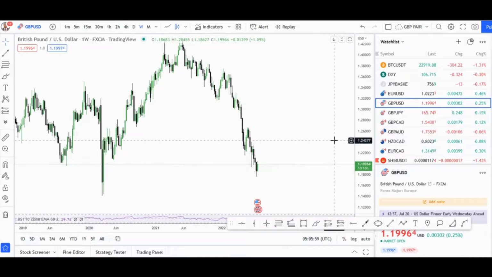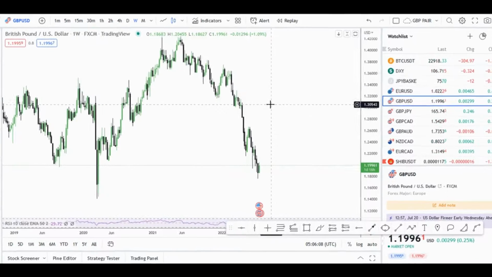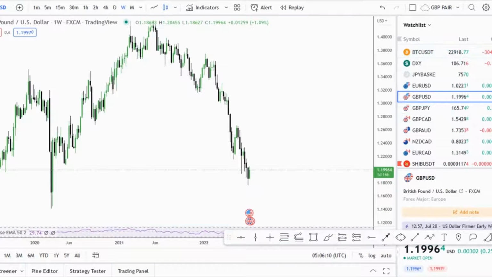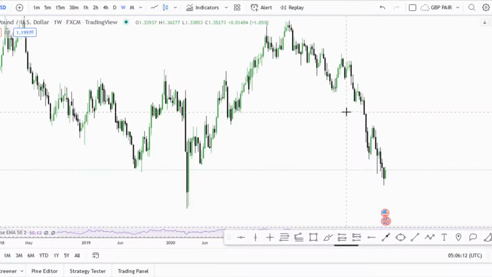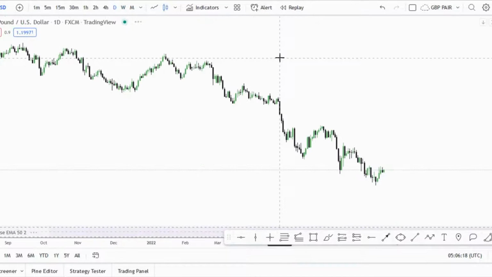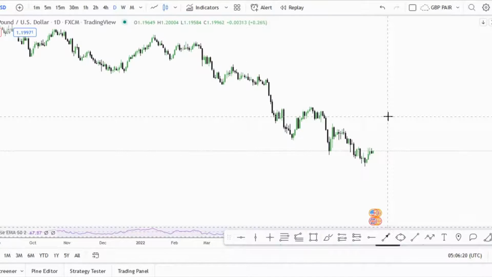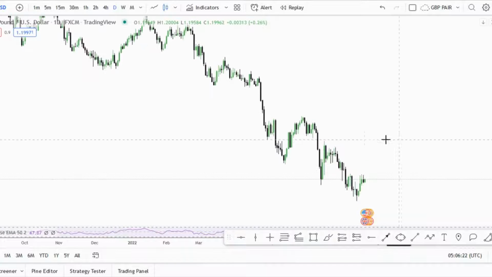So guys, we are going to be starting with the pounds USD. The pounds USD is one of my favorite charts, my very favorite chart. So let's go to the daily charts, and then we'll see how we can apply the Fibonacci tool.